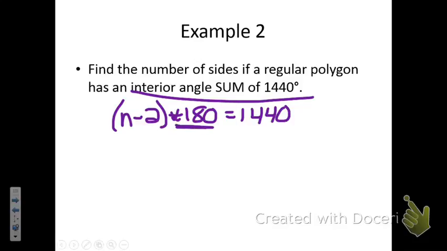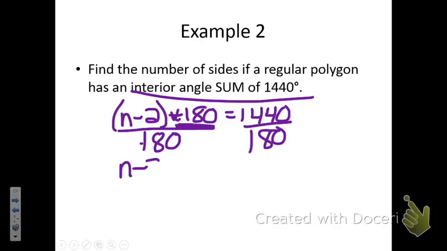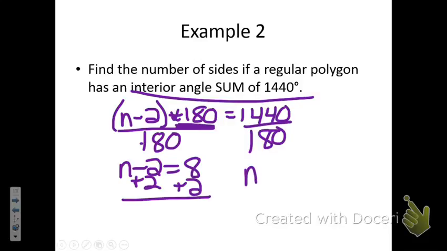Yeah, I'm going to first have to undo this multiplication, and we're going to have to divide both sides by 180 degrees. So that's going to leave me with n minus 2, and now that nothing else is over there, I can lose my parentheses. And then what is 1440 divided by 180? 8, okay? So how many sides did my figure have to have? 10, good. We have to add 2 to both sides to finish it out. So n is 10 sides, or what's it called? Decagon.